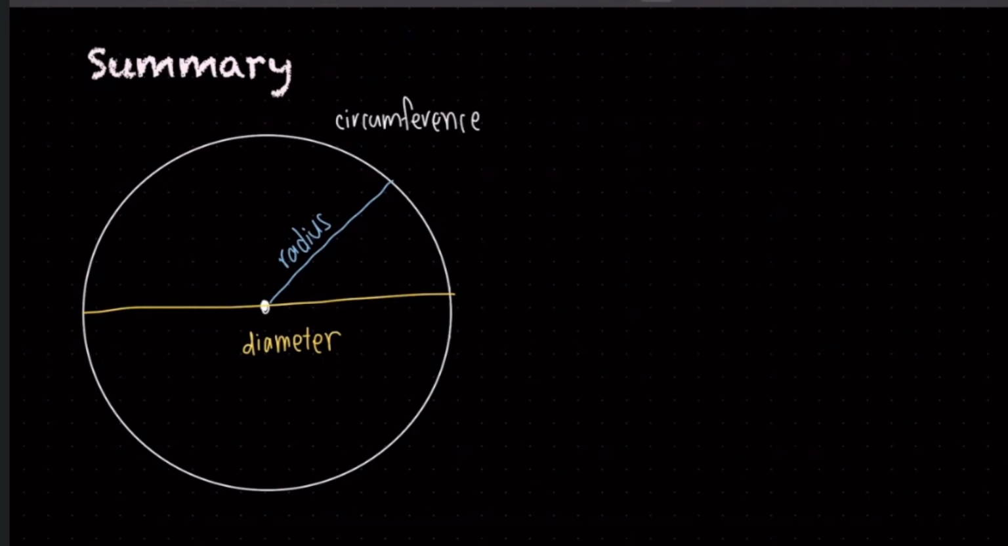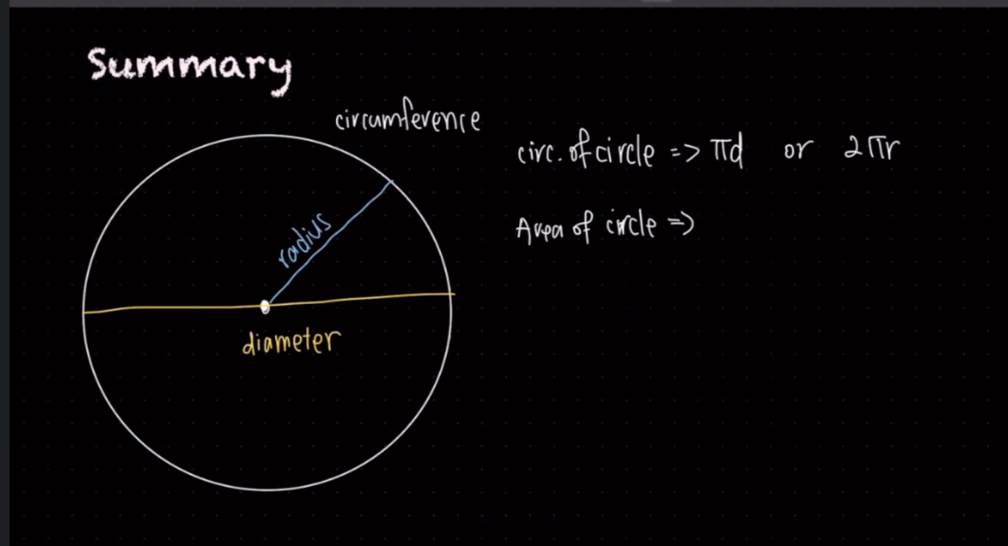And circumference of circle is pi d or 2 pi r. And we have area of circle where we have pi r square.